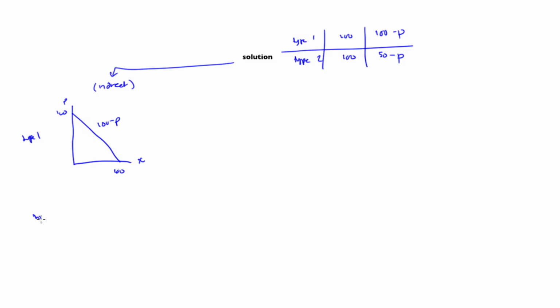And each consumer of type 2 has a demand function that looks very similar, except that it crosses at 50 in both cases. The expression is 50 minus p. Now, let's look at a price of 25.